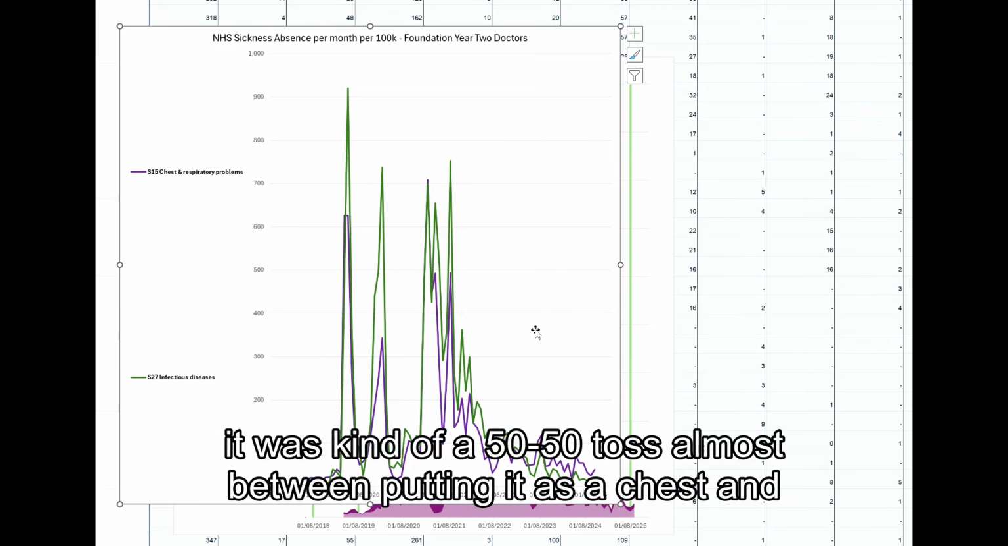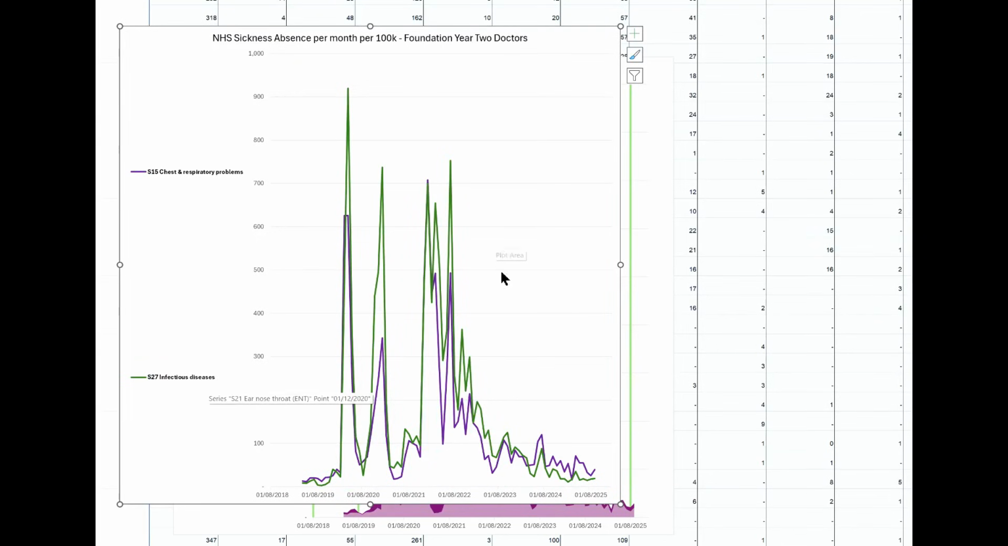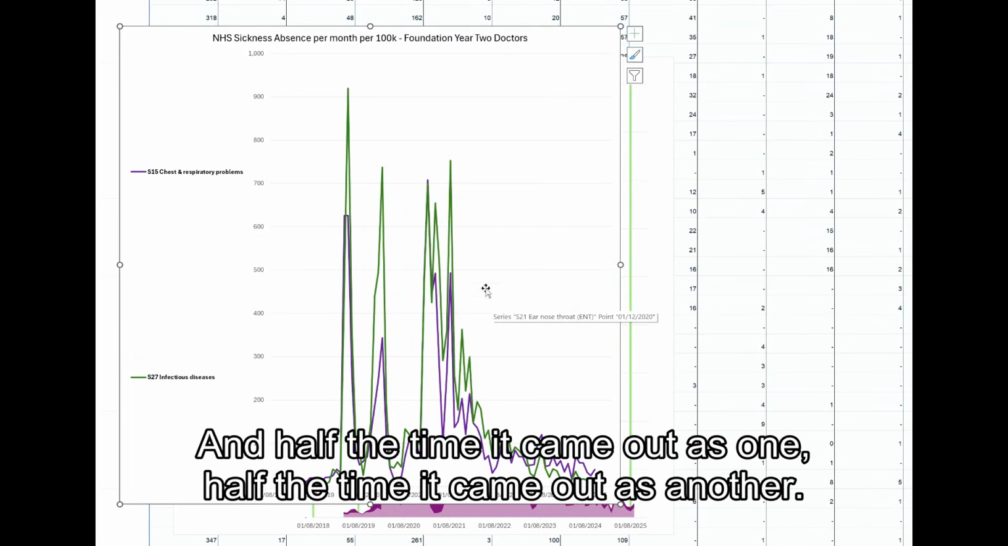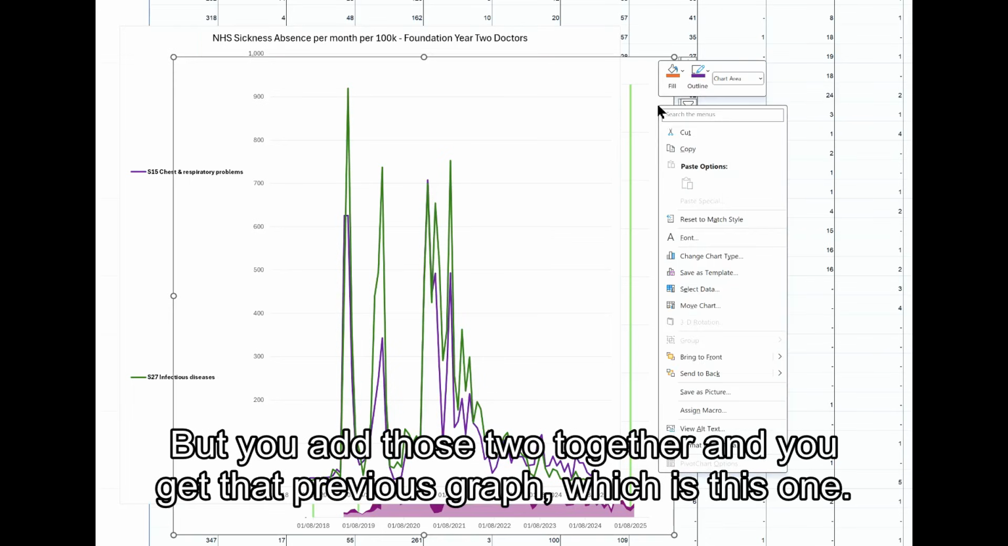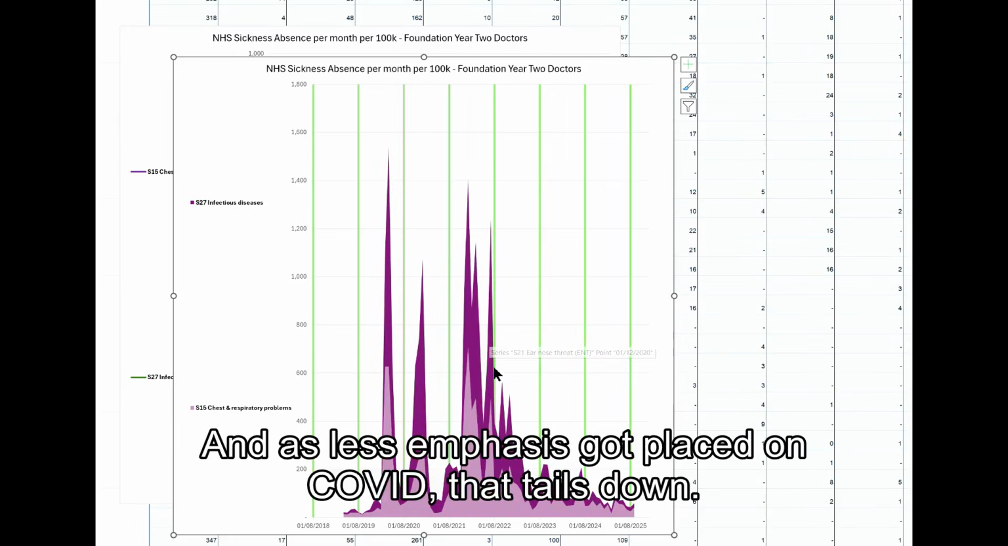It was kind of a 50-50 toss almost between putting it as a chest and respiratory problem or an infectious disease. And half the time it came out as one, half the time it came out as another. But you add those two together and you get that previous graph, which is this one. So you get that classic COVID shape. And as less emphasis got placed on COVID, that tails down.